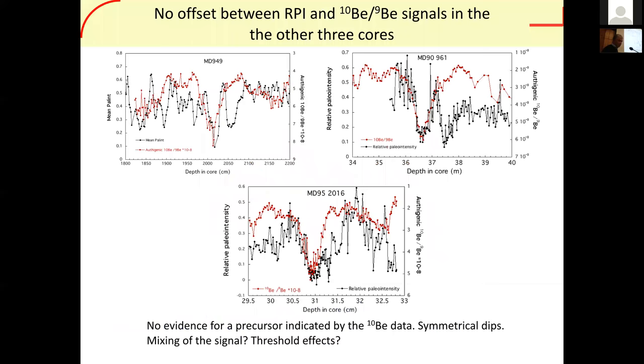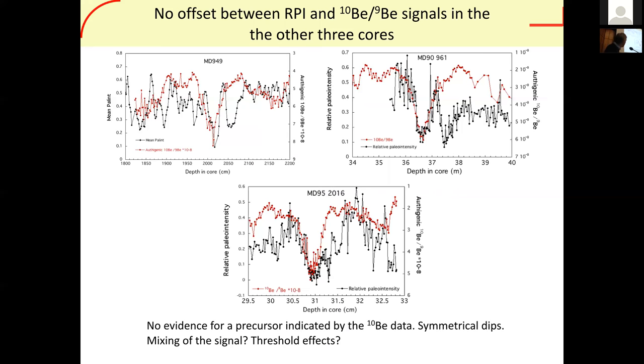If we look at the other records, this one, which has a shorter deposition rate, this one and this one, we see no offset between the beryllium 10 record and the relative paleo intensity. But you can notice also that all the curves agree during the reversal, but there are some disagreements, especially here, where you have a sort of precursory event that is not reflected by the beryllium. That's something we are working on. We do not clearly understand what's going on there.